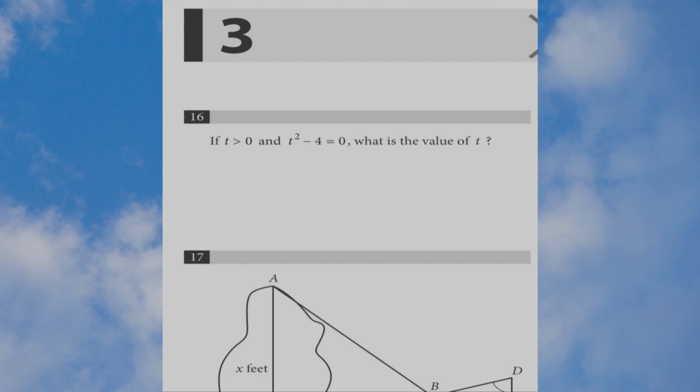If t is greater than 0 and t squared minus 4 is equal to 0, what is the value of t? Well, t squared minus 4 is the same as t plus 2 and t minus 2. And that would mean that t is equal to negative 2, 2, because you would set t plus 2 equal to 0, t minus 2 equal to 0. So then up on the top, we would have t is equal to negative 2 and t is equal to 2. So the value of t, since t is greater than 0, has to be 2.